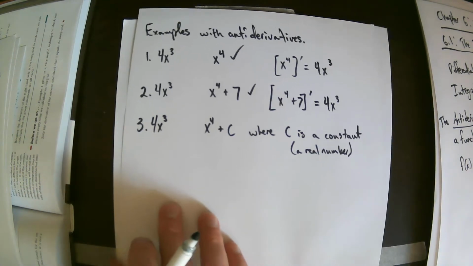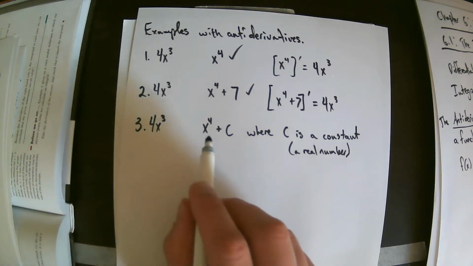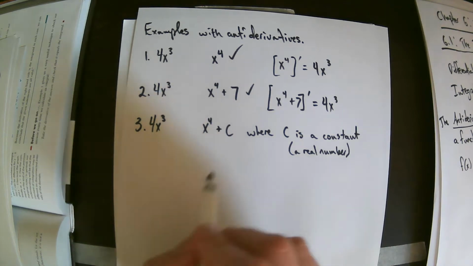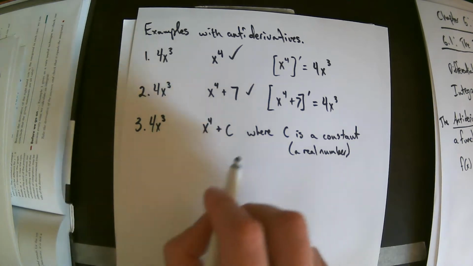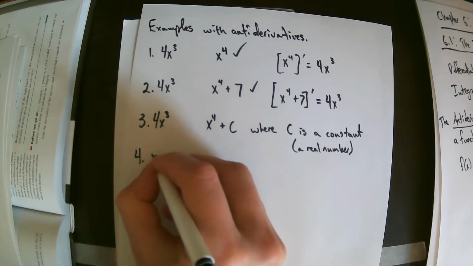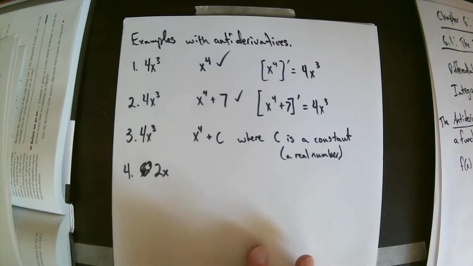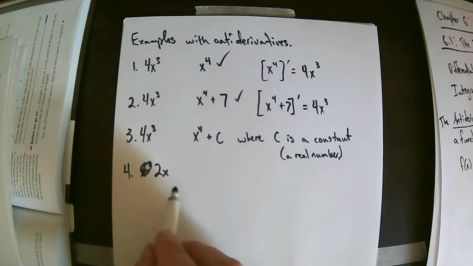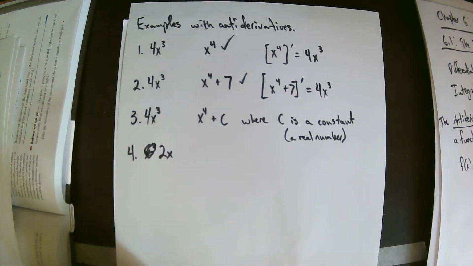So that could be x to the fourth plus 7, x to the fourth plus 1, x to the fourth minus 45. If it's a constant, then this is a legitimate antiderivative. What about x squared? No, let's do 2x.